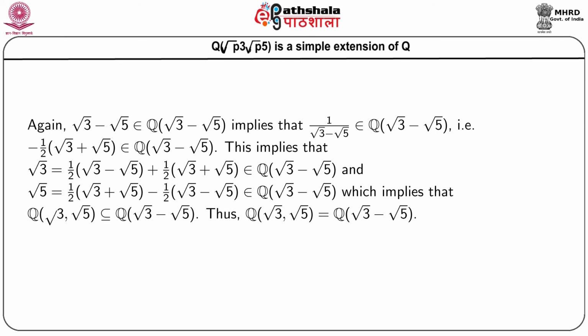Thus, it follows that Q(root 3, root 5) is a simple extension generated by root 3 minus root 5. Please check yourself that root 3 plus root 5 is also a generator of the field Q(root 3, root 5) over Q.